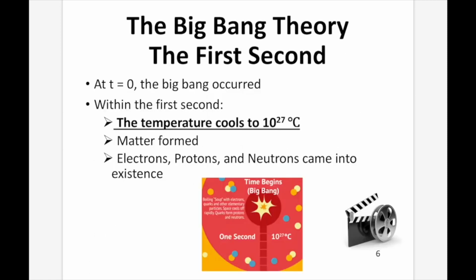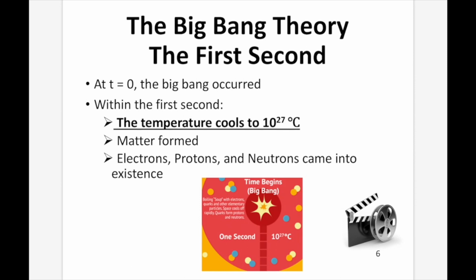The first second. Now, at time equals 0, that's when the Big Bang occurred, or the Big Expansion occurred. We do not know what happened at time 0. In fact, we don't know what happened at the very start, even just after time 0. But we do know what happened shortly after that. And the reason we don't know what happened at time 0 is that the mathematics get really funny when you start talking about an object that is that dense.